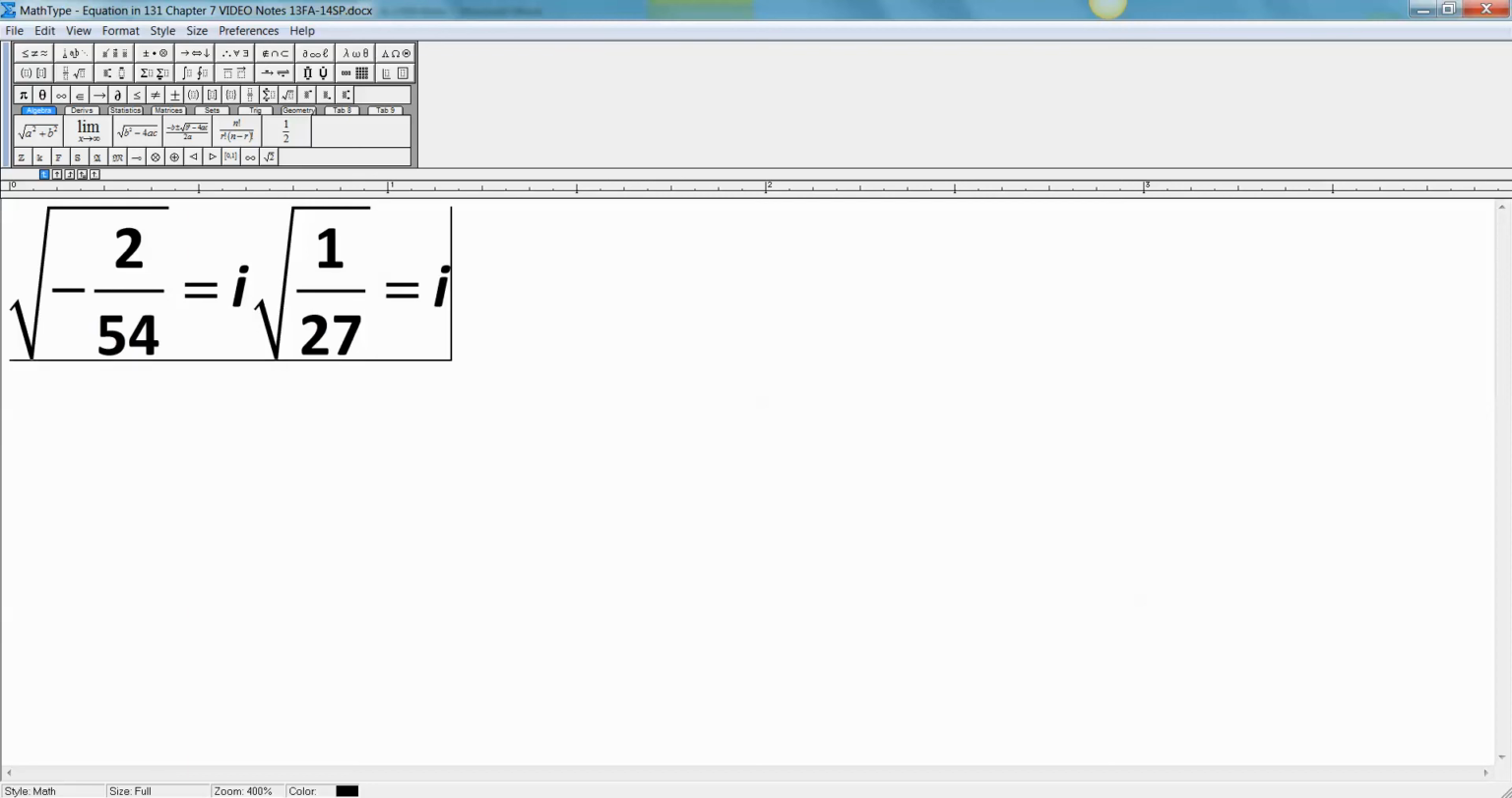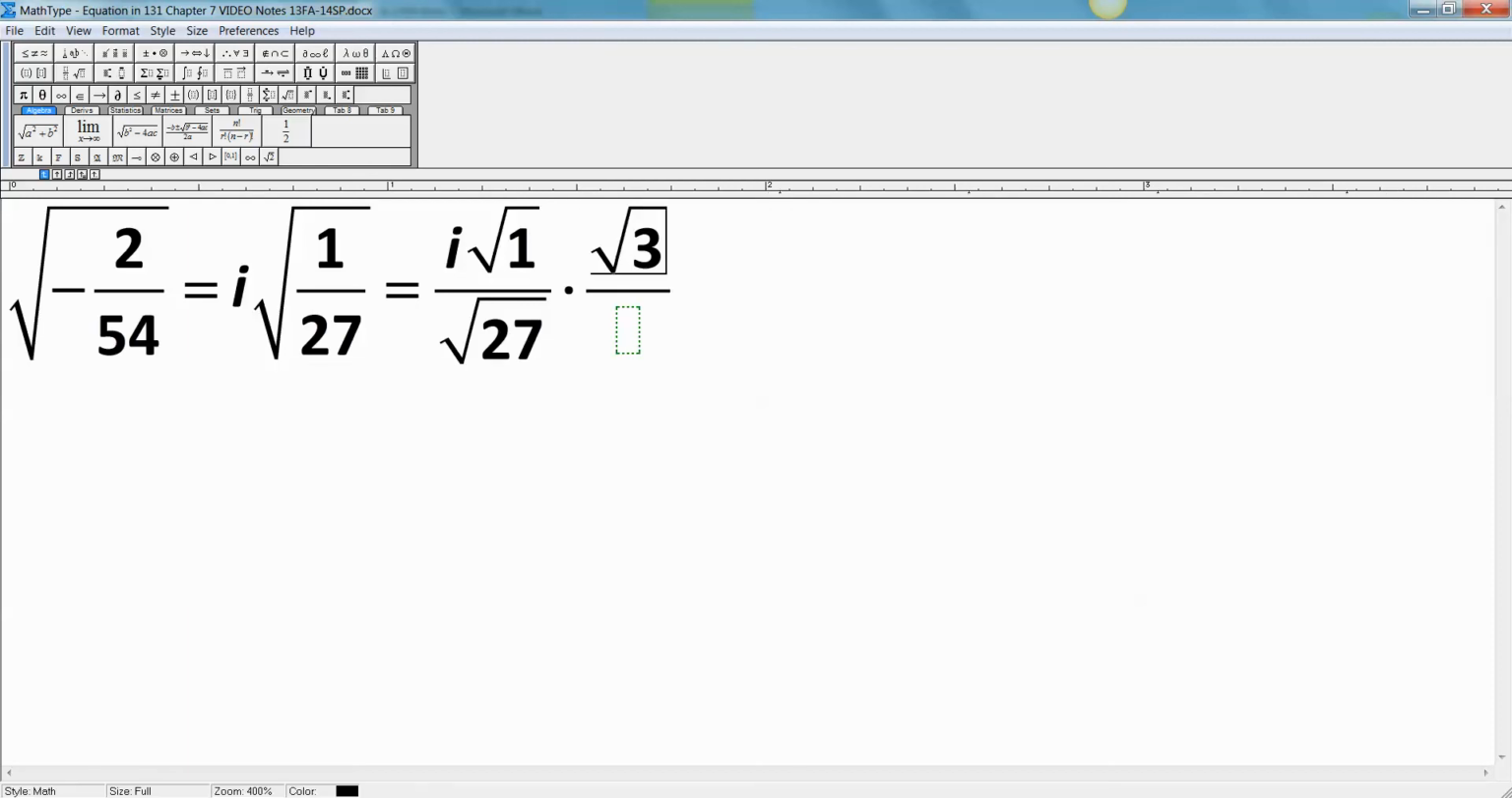So this is i, and I'll just put the i up on top. It doesn't really matter where it goes, but it's the square root of 1 over the square root of 27. But the square root of 1 is just 1, right? So that's no big deal. And then 27. 27 is 9 times 3, 9 being a perfect square. So what I need to do is multiply by the extra part, which is the 3. If I multiply by the square root of 3, I'm going to get 81 in that denominator, which is great because the square root of 81 will be a perfect square.